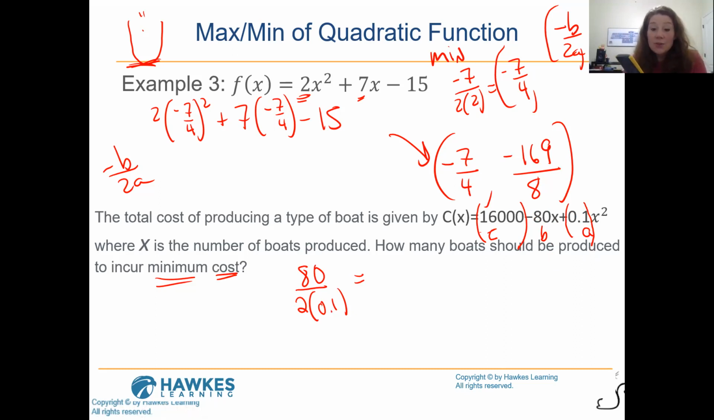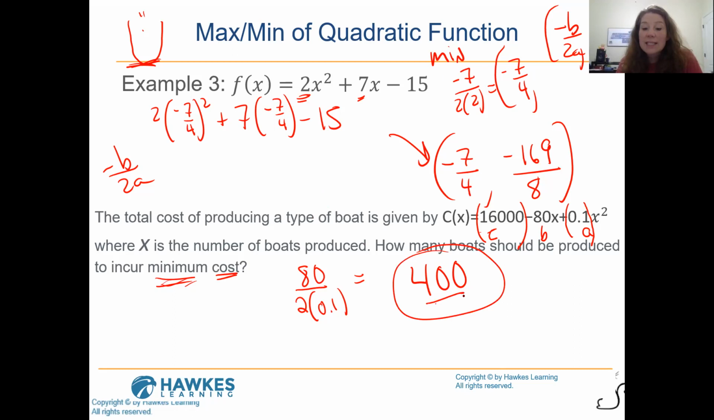So when we plug that into our calculator, we're going to do 80 divided by 2 times 0.1, and we get 400. So that's the answer, you guys. How many boats should be produced to incur minimum cost? The answer is 400. So then if we actually take that answer and plug it into this equation, we should get the cost, which is what we're after, but the first part of the question says, what is the minimum number of boats that should be produced? The answer is 400. So once you do this part right here, you're done with this problem.